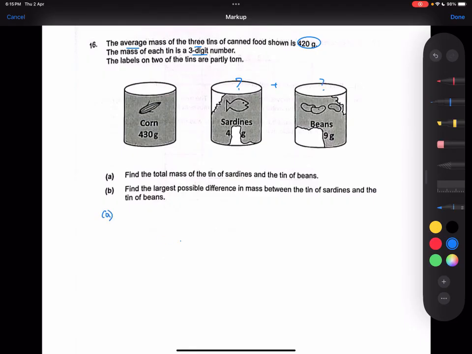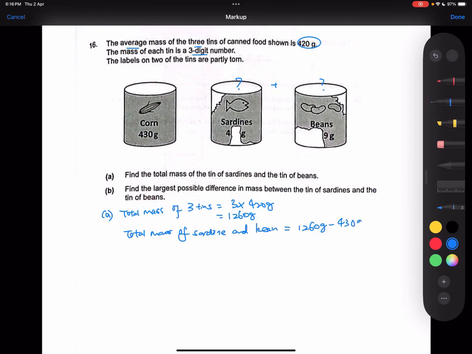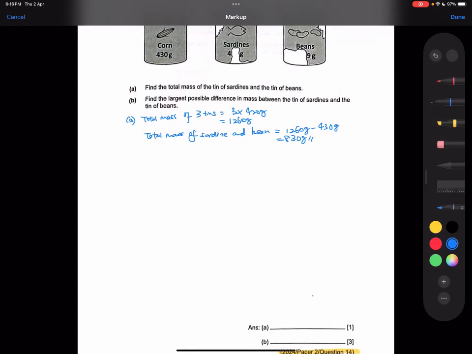Part A, first step, let's find the total mass of 3 tins. Take 3 times the average. That will give us 1260 gram. Now, total mass of sardine and bean equals total minus the corn, which is 430 gram. That will give us 830 gram. This is our answer for part A, 830 gram.